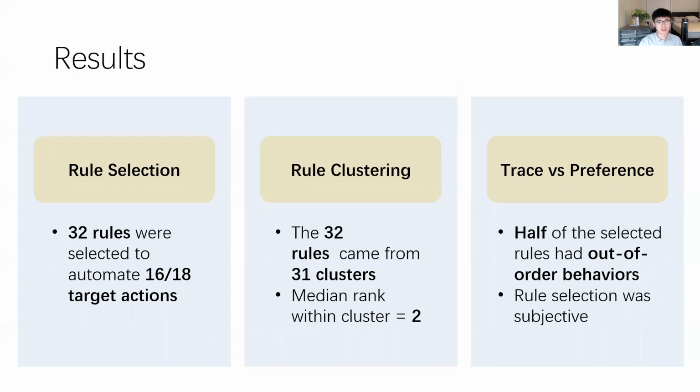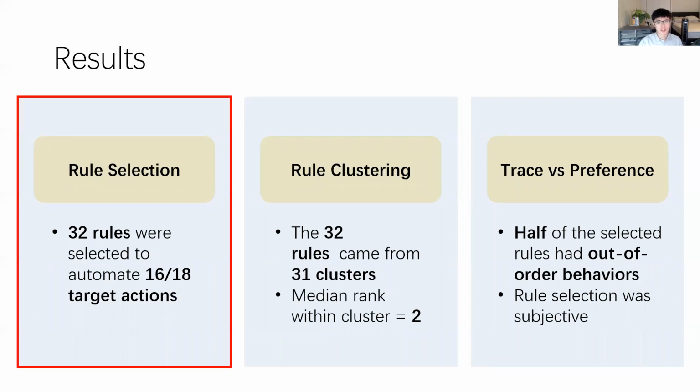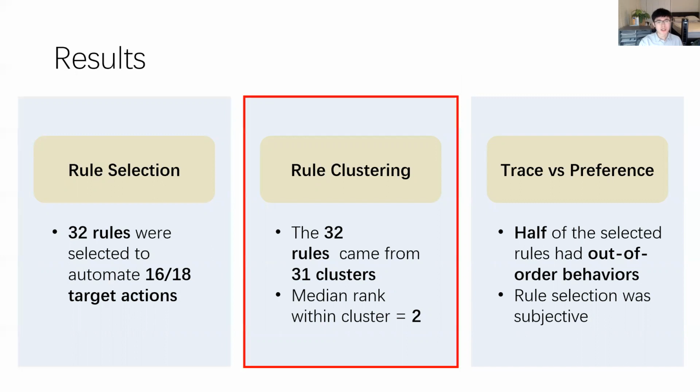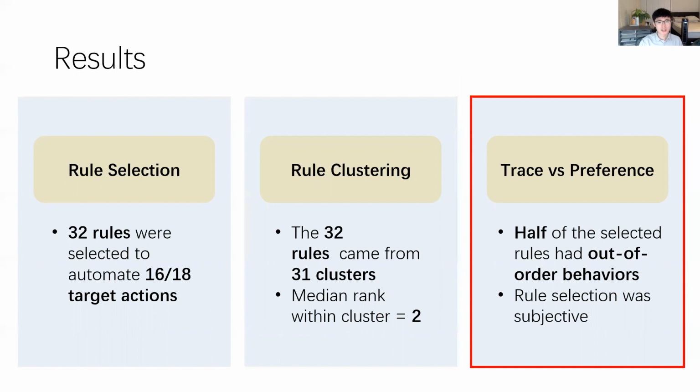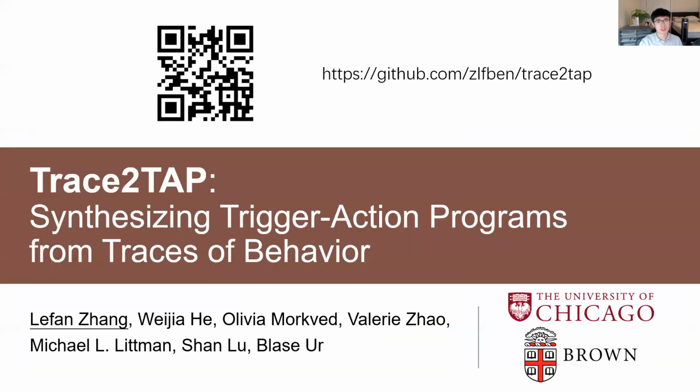Trace2TAP worked very well. Participants were able to find desired rules for most of the actions to automate. Our clustering-based rule presentation is helpful, as the 32 rules participants selected were from 31 clusters, with a median rank of 2. The result also supported our claim that trace doesn't always correspond to users' preferred rules, and different users have different preferences. We are open sourcing our algorithm, our tool, and the anonymized data we collected in our user study.